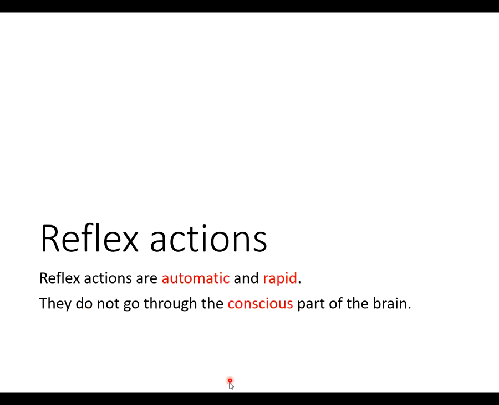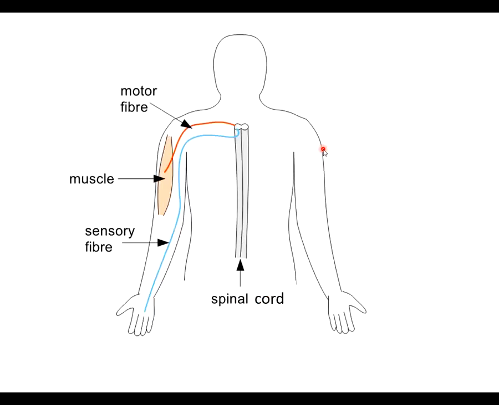Now, everything that you do follows a particular pathway, and some things that you do not go through the conscious part of your brain. You do not think about them. And these are called the reflex actions. It says there they're automatic and rapid. So examples of those are if something comes towards your eye, you blink. If somebody hits you just under the knee, then the bottom of your leg will kick out. It's called the knee jerk reaction. And what they do is they help protect you. They're there to stop you from danger and to protect you.